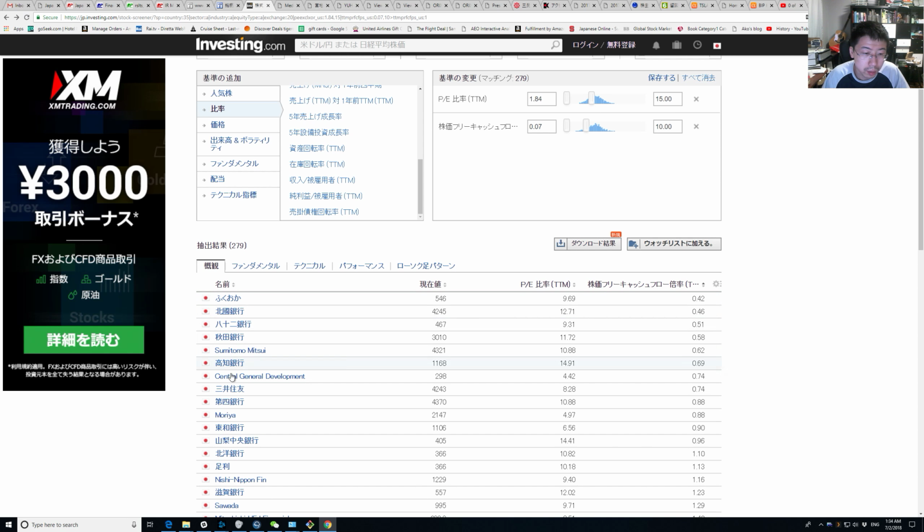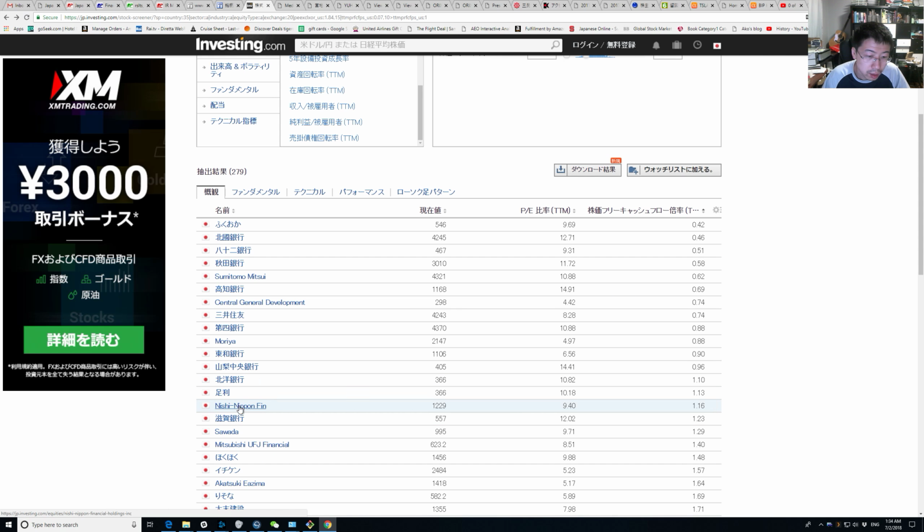You got some banks. All these are banks. Fukuoka. Oh, that's the Fukuoka Bank. That's also a bank. Everything's a bank here. Not very interesting, at least for me, it's a financial. And here you have a development, so that seems like some kind of construction company. But these are all banks. Moriya is not a bank.